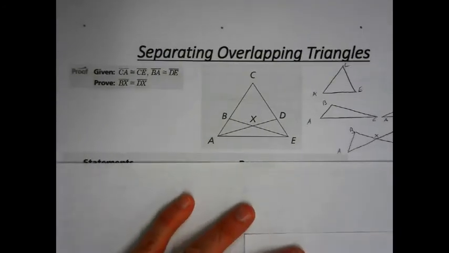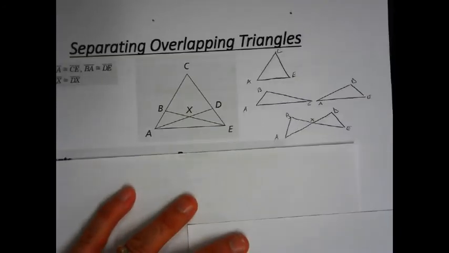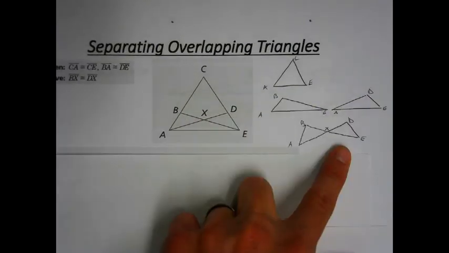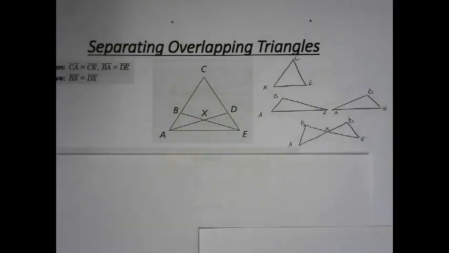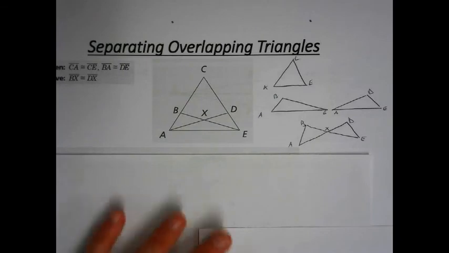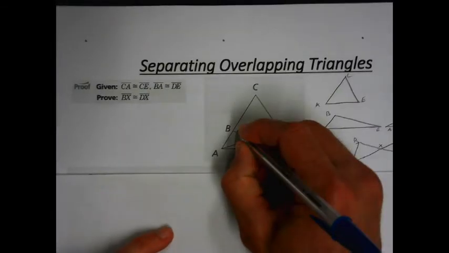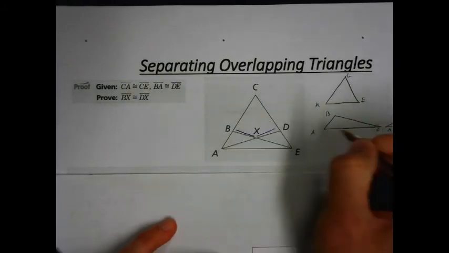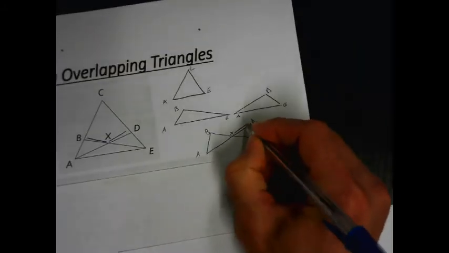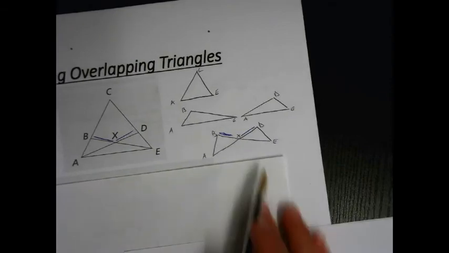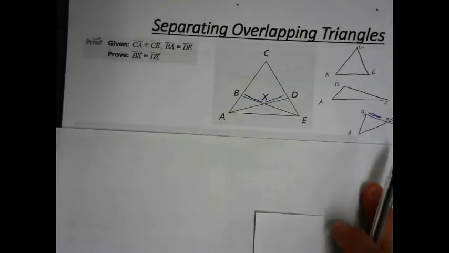I have the one big triangle, the two smaller triangles, and then the two even smaller triangles. I want to prove that BX is congruent to DX. This is what I want to prove right here. I've got to prove them congruent on the smallest of the triangles. So let's do what we do.